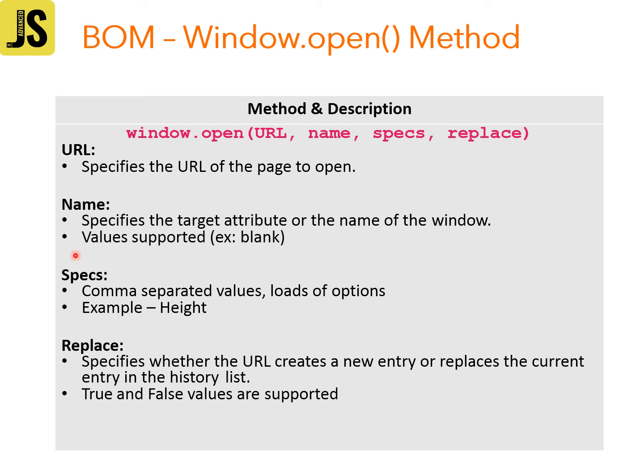Then the fourth argument is replace. It specifies whether the URL creates a new entry or replaces the current entry in the history list. True and false values are supported in the case of replace.